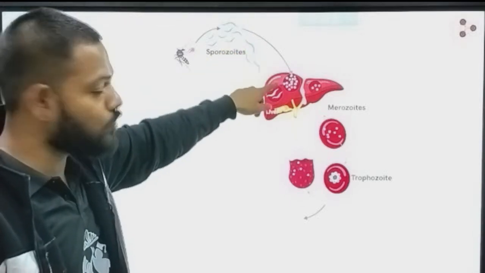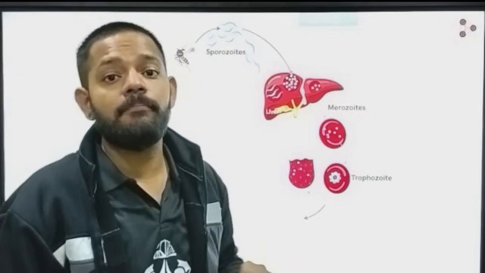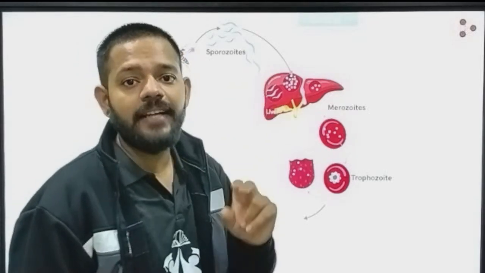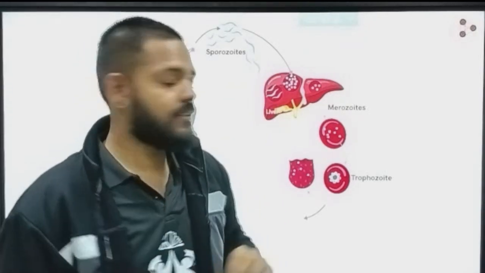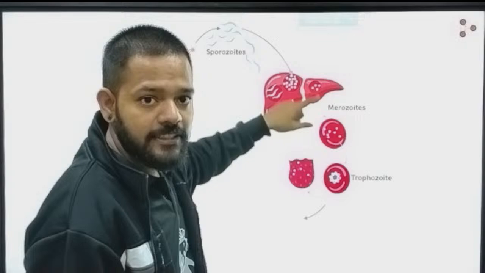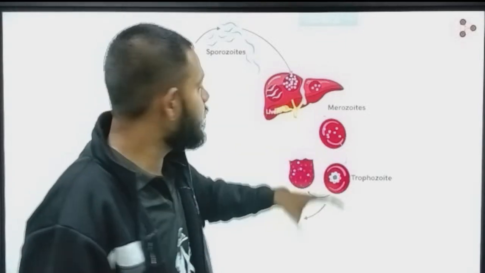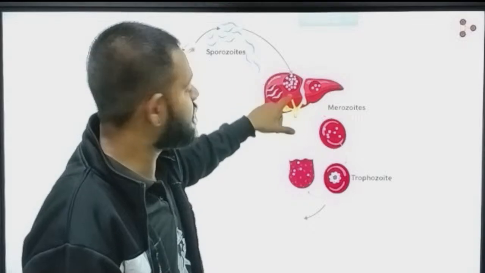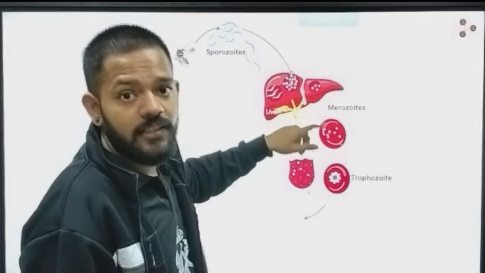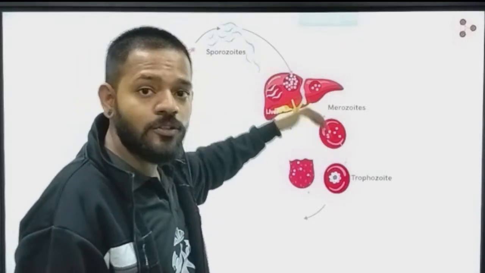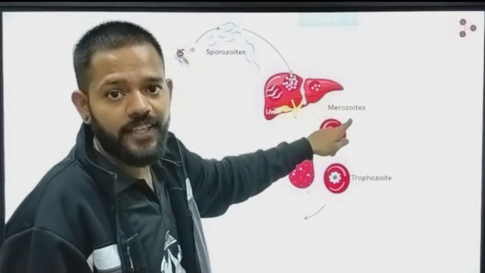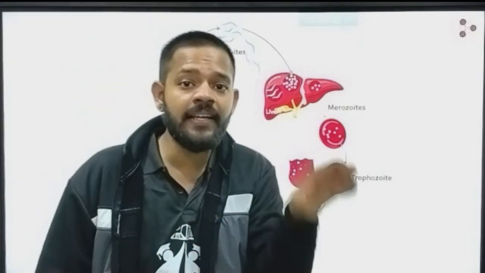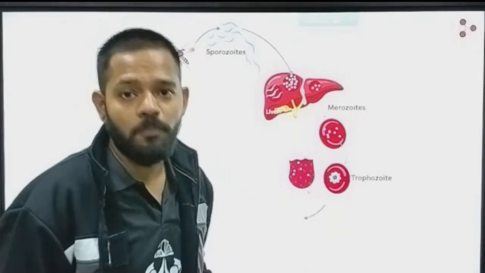In the liver, they will do asexual reproduction, or mitosis, and increase their number and eat the hepatocytes, that is your liver cells. Now they will come out from the liver cells in larger numbers and go inside the RBC. Okay, and the stage which comes out from the liver and again enters your RBC is called merozoite. Now this merozoite will accumulate and form a ring-like structure which is called trophozoite.